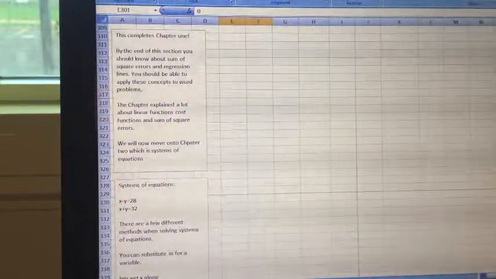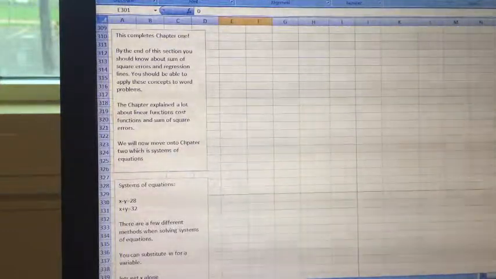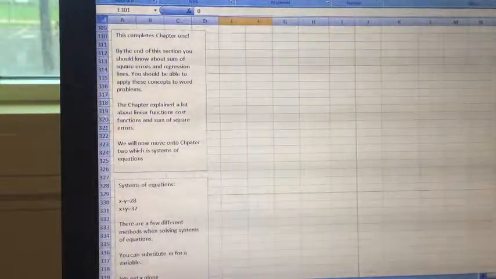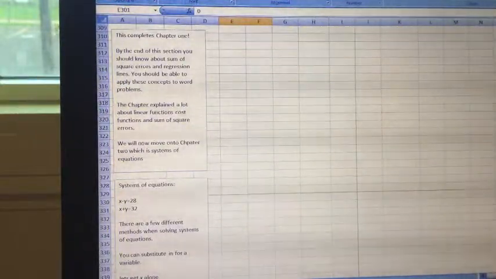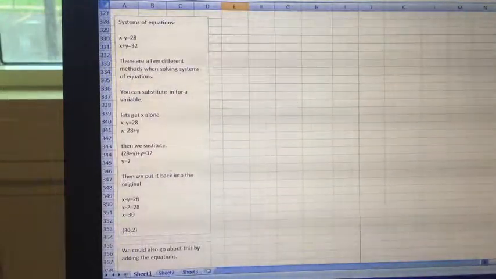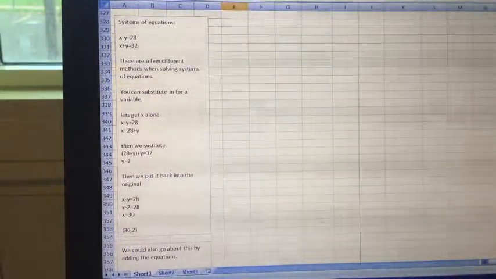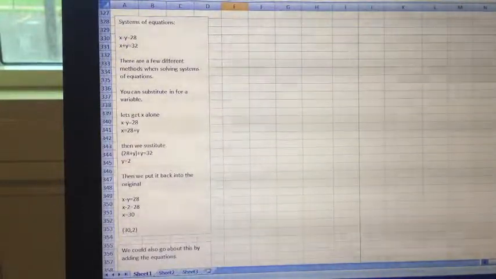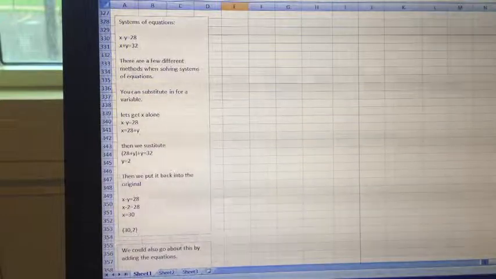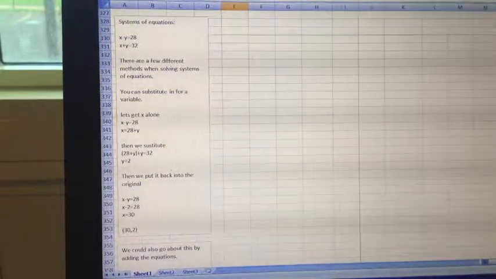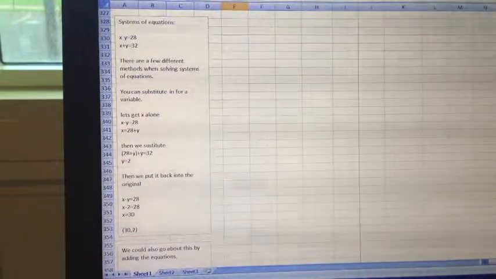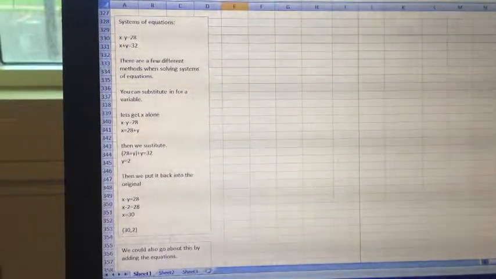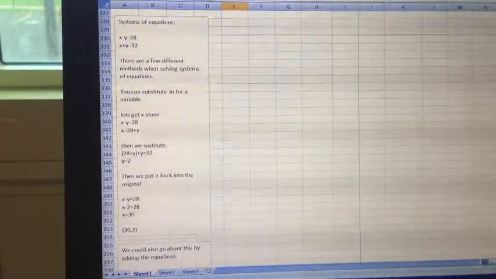In Chapter 1, they explained a lot about linear functions, cost functions, and sum of square errors. We will now move on to Chapter 2, which is about systems of equations. So Chapter 2 deals a lot with systems of equations. So here we have these two systems of equations. We have x minus y equals 28, and we have x plus y equals 32. And what we're going to try and do is decide what the values are for x and for y that would make these equations true.